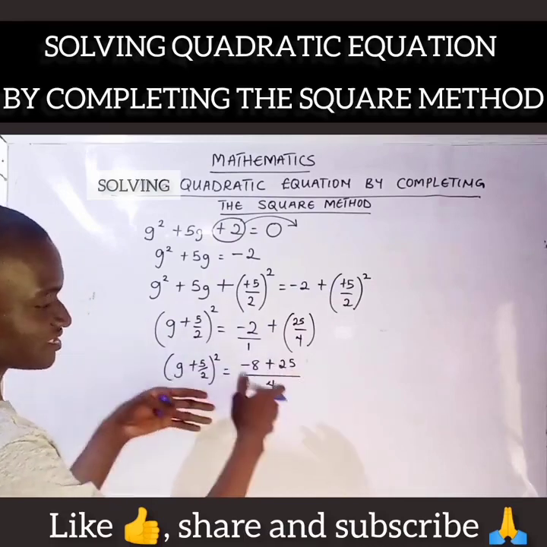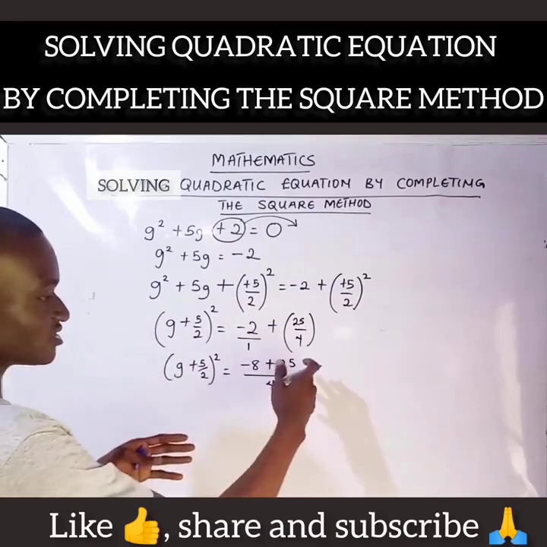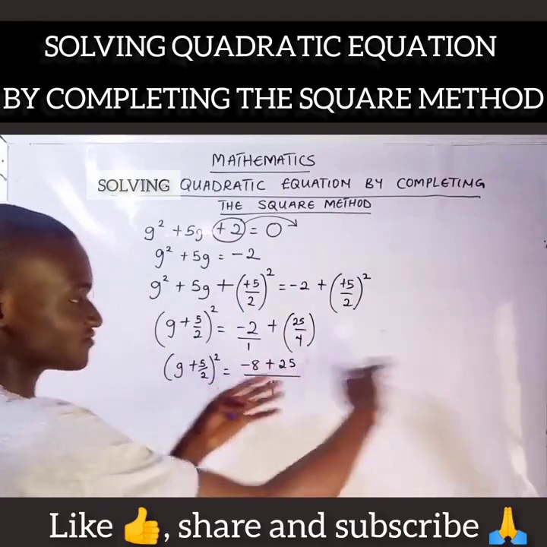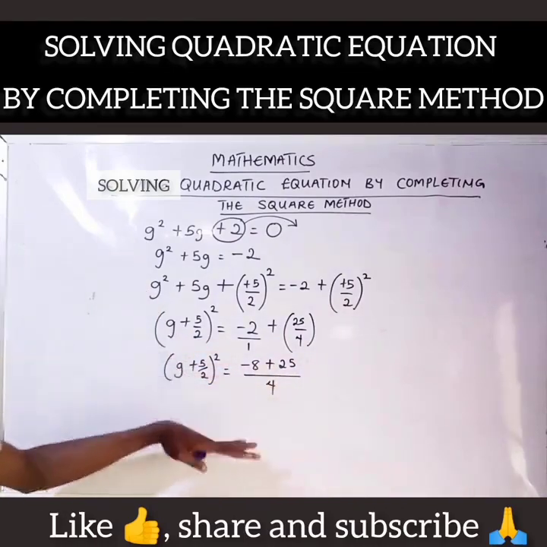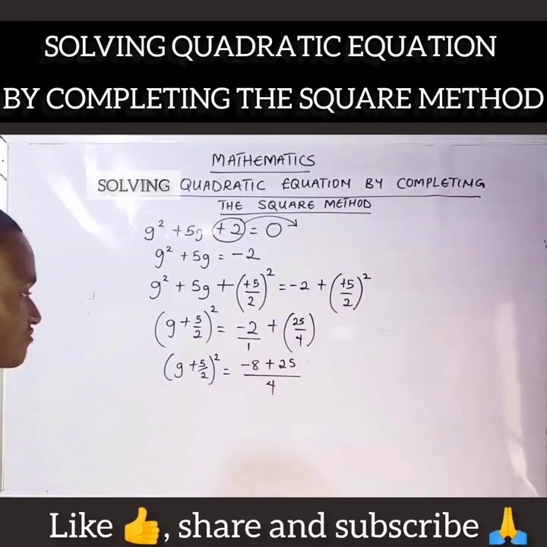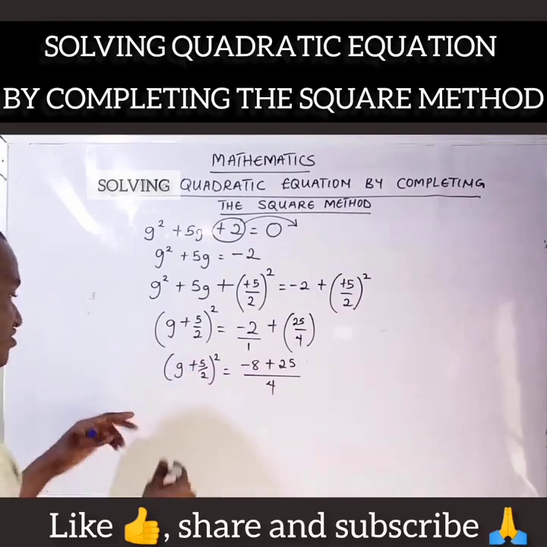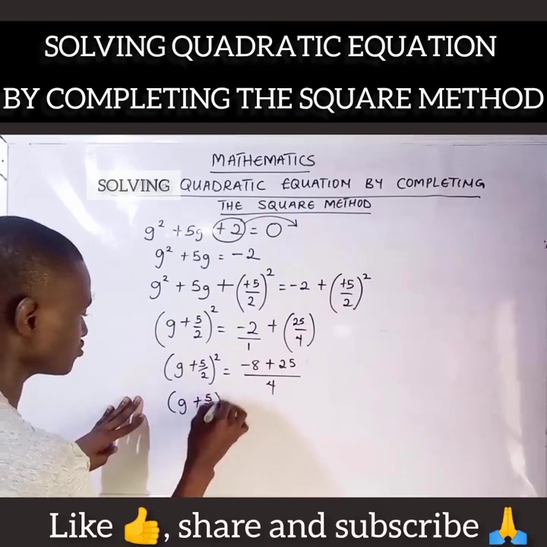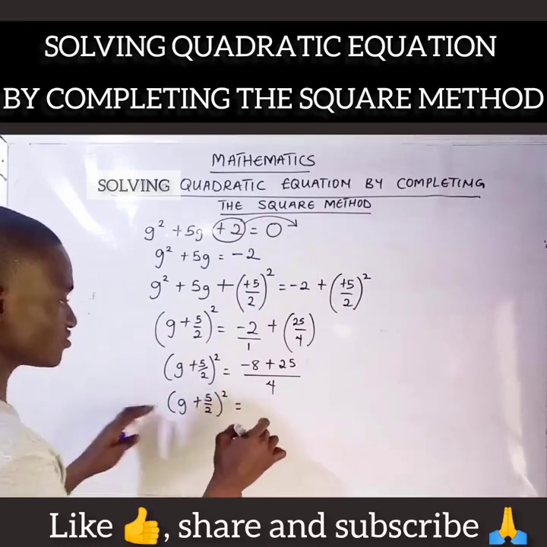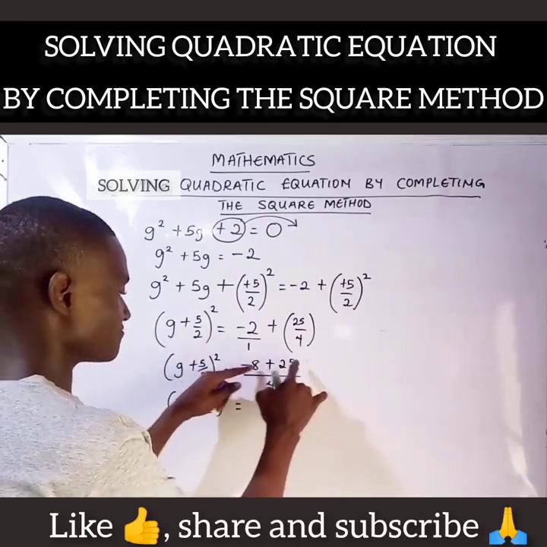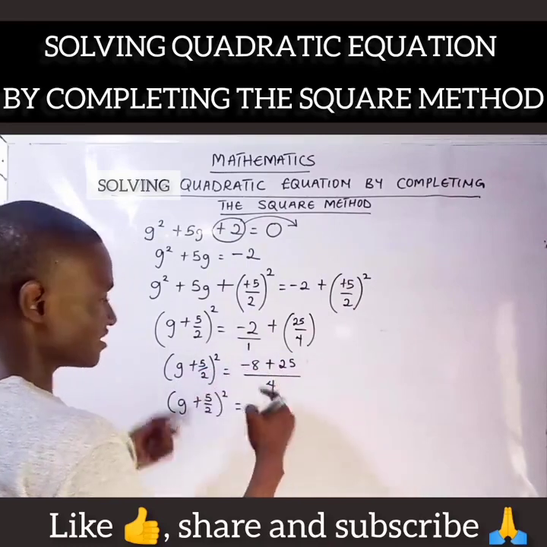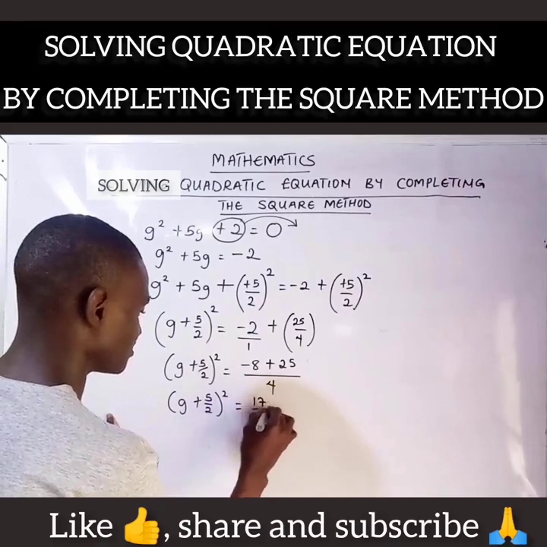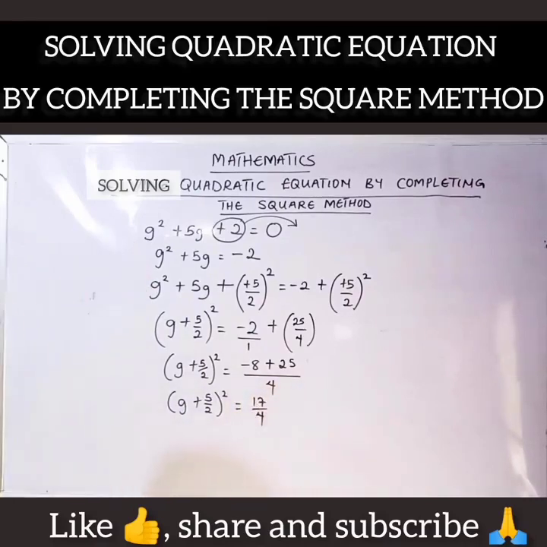I'm going to write the answer under, because it is not too good to continue solving mathematics in a left to right direction. It's better you solve it in a drop down way. So you'll be seeing what you are writing from the previous step. So I have g plus 5 over 2 to the power of 2 is equal to minus 8 plus 25. And that is going to give you a positive 17 over 4. That is the answer to that.